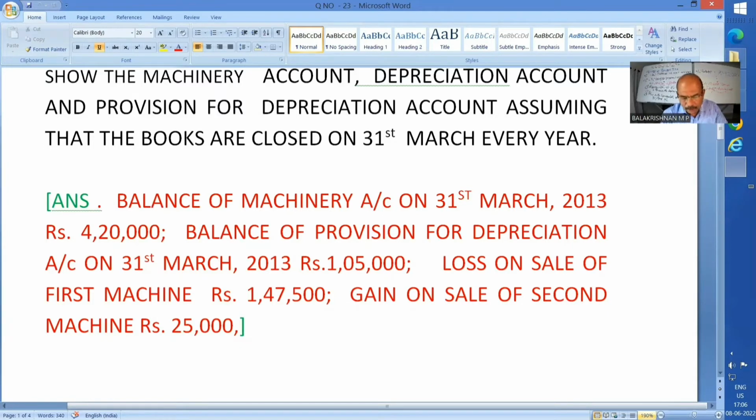Well, now I have to convince you with my worked out answer and also with entry by entry explanation. However, before I take up that one, let me make it very clear. As far as provision account preparation is concerned, it hardly matters whether SLM is to be applied or WDV is to be applied.